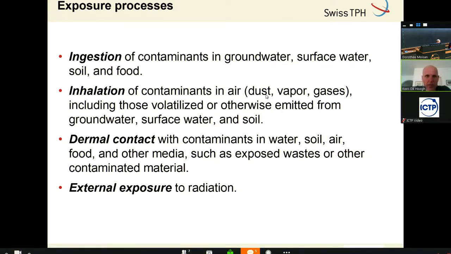The third pathway is dermal contact. So here we think about water, soil, and air when it gets into contact with the skin, and through that skin it can get into your body. So that's the dermal contact. And the last one is external. And this could be radiation. So radiation, of course, is not something you eat or you inhale, or dermal, it's something which goes through your whole body. So those are the four exposure processes.